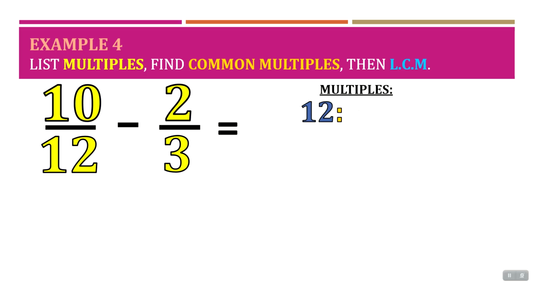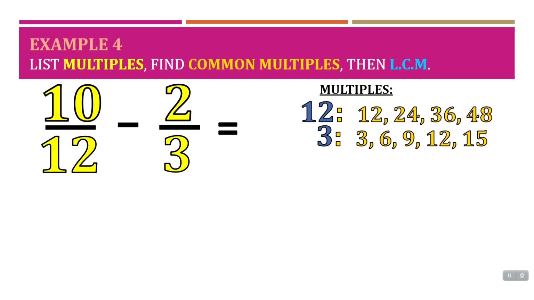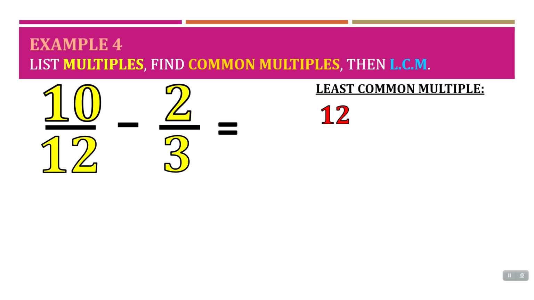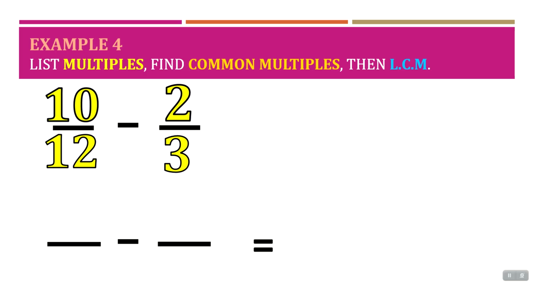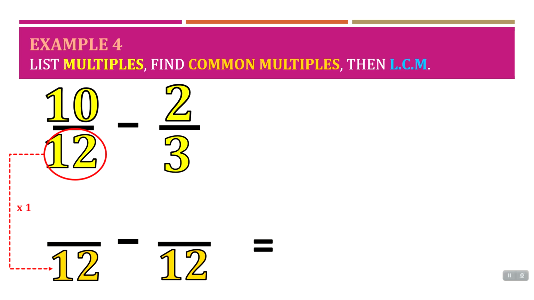The multiples of 12: 12, 24, 36, and 48. The multiples of 3: 3, 6, 9, 12, 15. And now we find the multiples in both that are the same. The only number is 12, and so therefore the least common multiple is 12. We will change both fractions now into fractions out of 12. Already I see that 10/12 will remain the same because the 12 is already in the denominator. 12 times 1 is 12. 10 times 1 is 10.